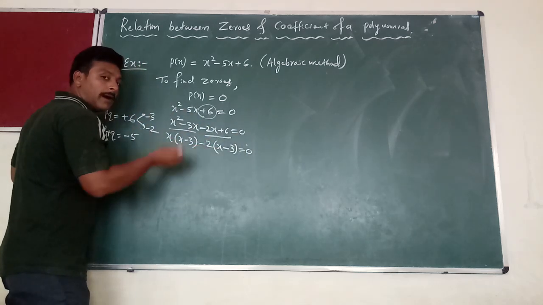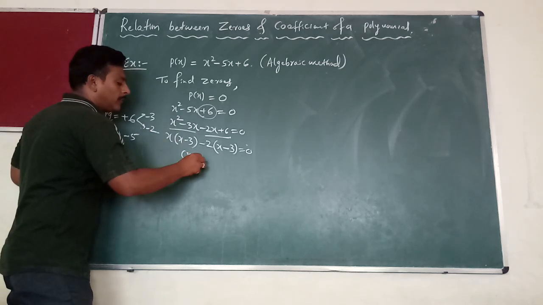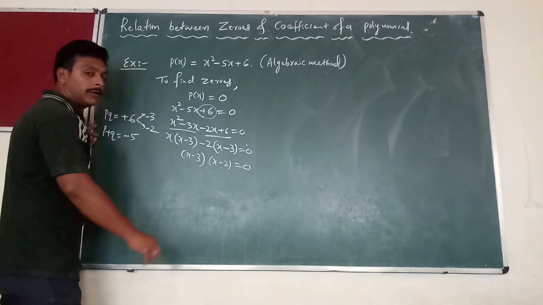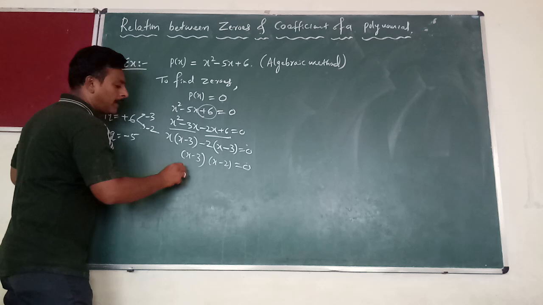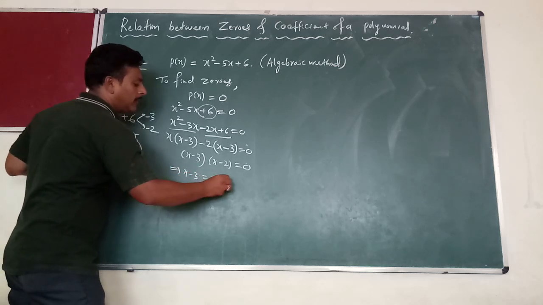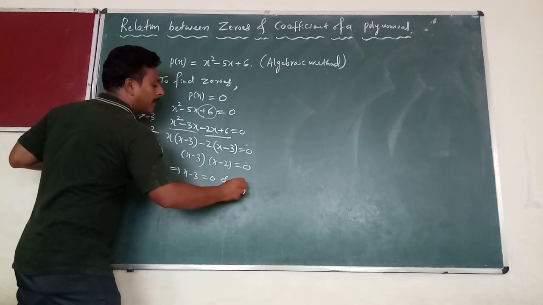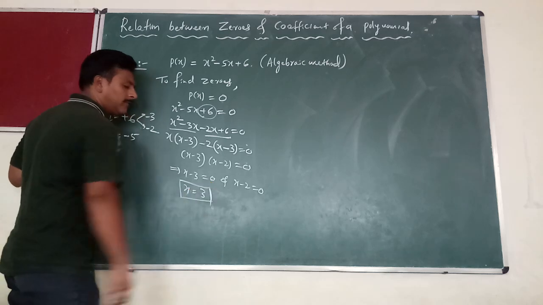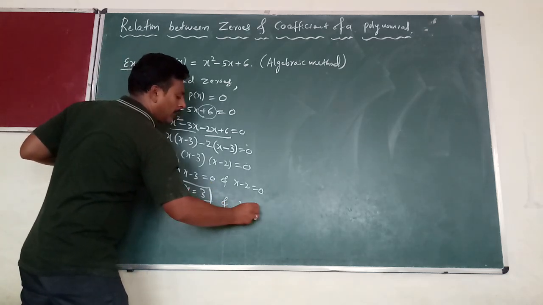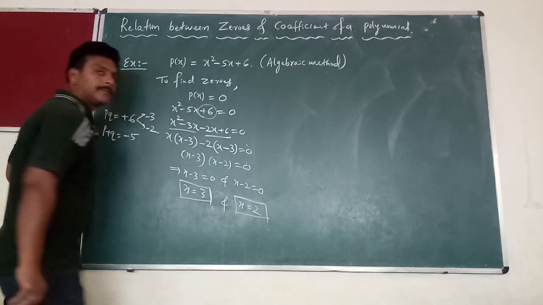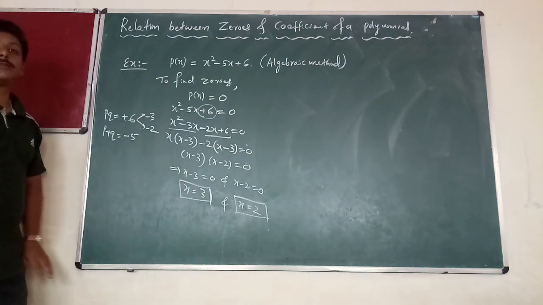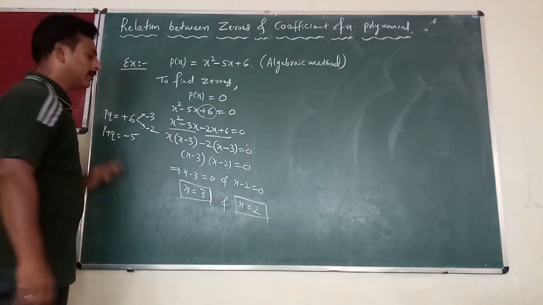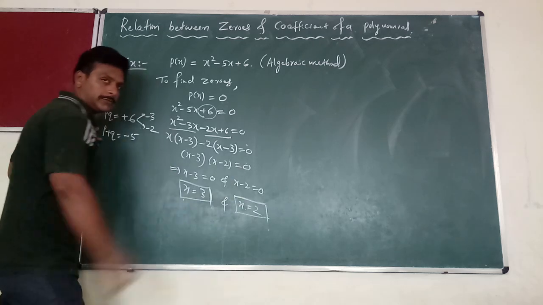Two brackets have to come the same, and they are the same. So x minus 3, another one is x minus 2 equal to 0. What to do? Each bracket equal to 0. This implies x minus 3 equal to 0 and x minus 2 equal to 0. x equal to 3, this is one zero, and x equal to 2, this is another zero. So like this we can find the zeros of the given polynomial. This method is called the algebraic method. So here we got two zeros.